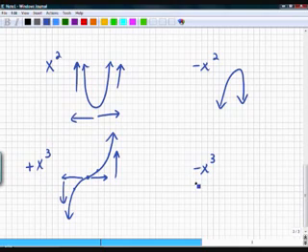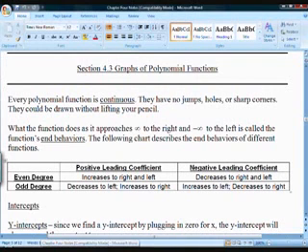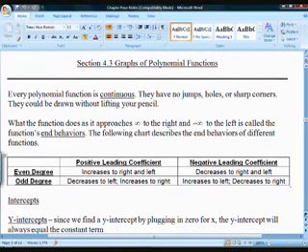Negative x to the third flips it. So it looks like this. Correct? As x approaches positive infinity, y approaches negative infinity. As x approaches negative infinity, y approaches positive infinity. Makes sense. So anything odd or even is going to follow that same pattern. So if you can memorize those four functions, what they look like, anything that has the same characteristics is going to have the same end behavior.